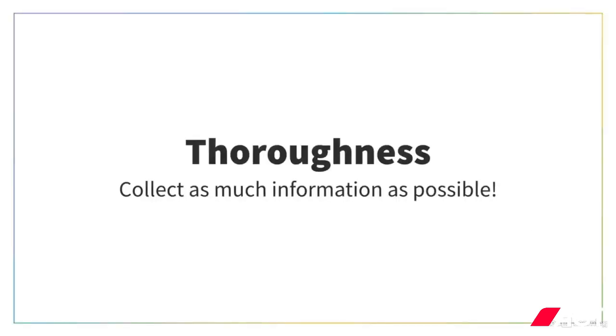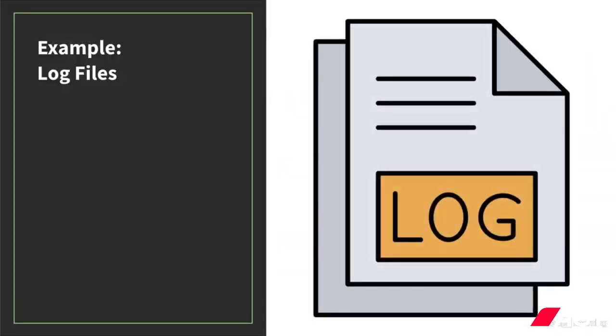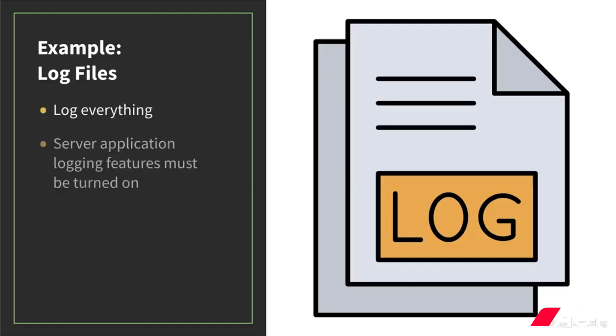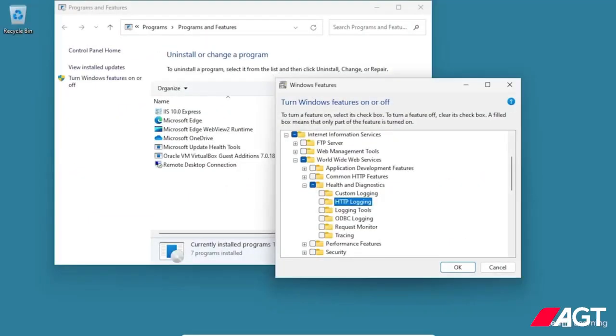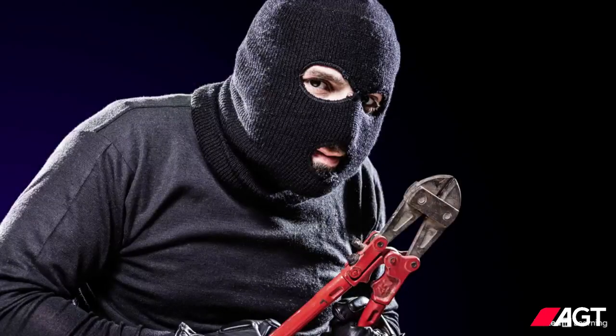Thoroughness also increases the credibility of your data. If you have an option, the recommended practice is collecting as much information as possible. In the case of log files, you should log everything. Server applications don't always come with their logging features turned on. You may have to explicitly enable logging. As you can see here, the Microsoft web server program, Internet Information Services or IIS, requires you to enable HTTP logging after installation.